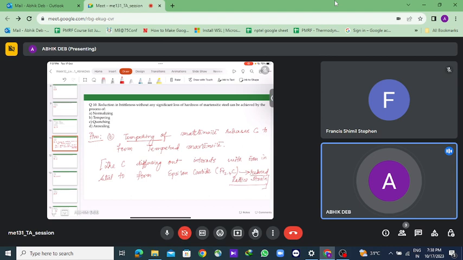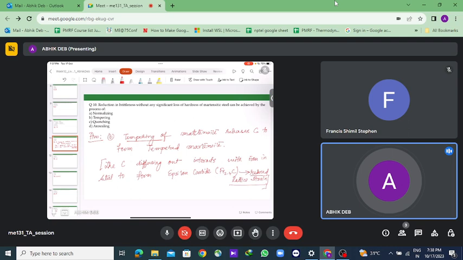Okay, sir, and all other processes will be diffusion based, isn't it? All other processes, as in which processes? Normalizing, annealing. Normalizing and annealing are all diffusion based processes. Quenching, which results in the formation of martensite only, will be a diffusionless process. Okay.